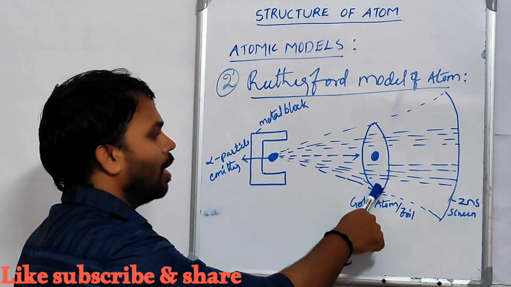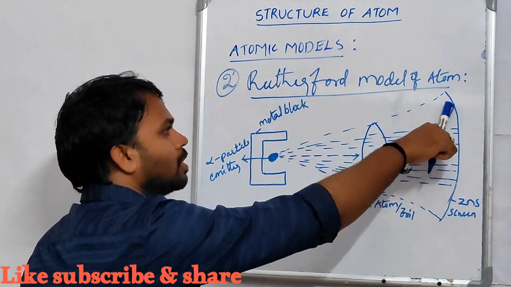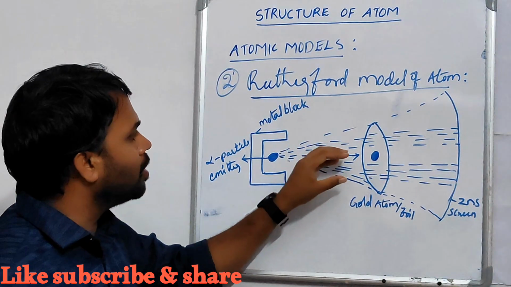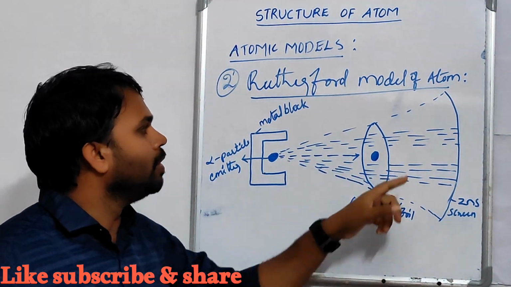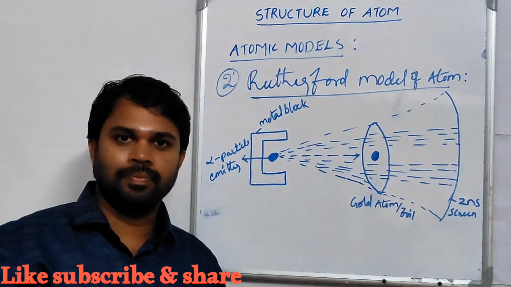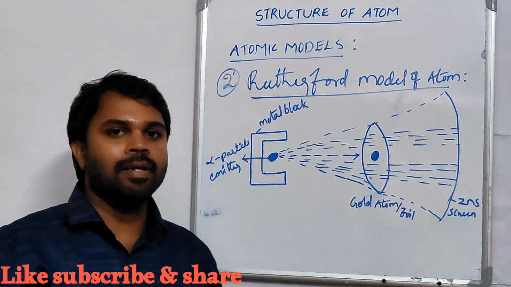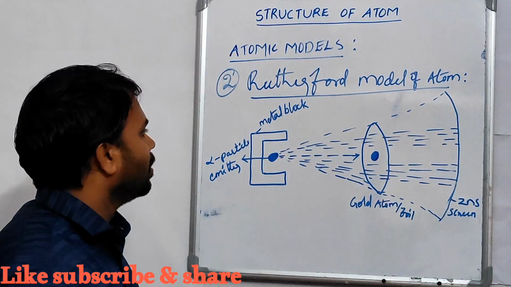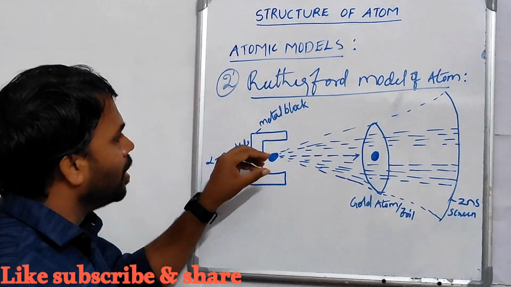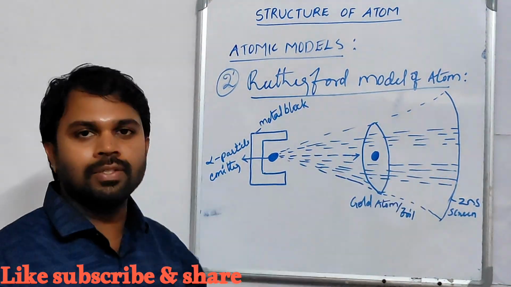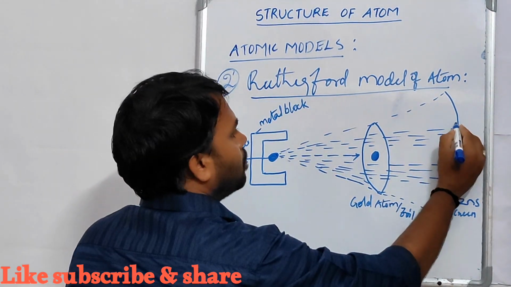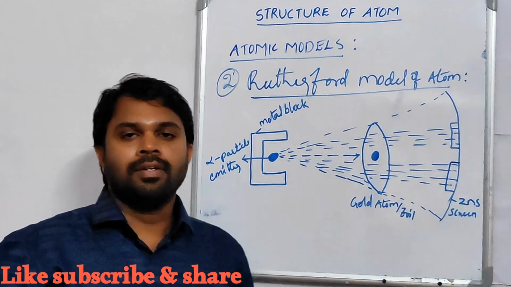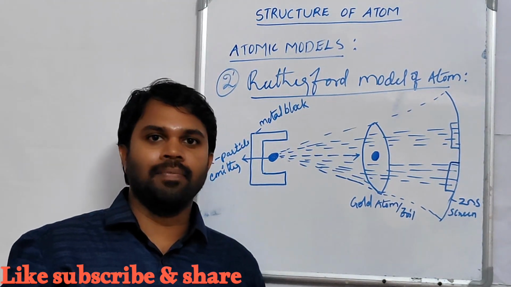This is the gold foil or gold atom. This is fluorescent zinc sulfide screen. A beam of alpha particles passes through this gold foil, which is enclosed with zinc sulfide screen. From this experiment, he made some observations and conclusions. Let's see one by one. The first observation is majority of alpha particles pass through this gold foil. This part of the screen will glow continuously, which indicates most of the atom is empty.